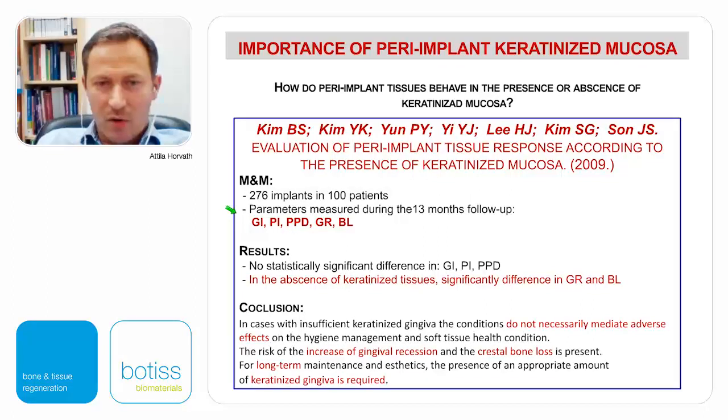Now let's jump to the results. They did not find any statistical significance in the plaque, pocket, and gingival index. Nevertheless, in the absence of keratinized tissue, the gum recession and the bone loss were significantly more. So that was a statistically significant difference in the case of a reduced amount of keratinized tissue. So they concluded that in case of small or not enough keratinized tissue, it might induce gingival recession and crestal bone loss. So for long-term maintenance and aesthetics, the presence of an appropriate amount of keratinized tissue might be required.